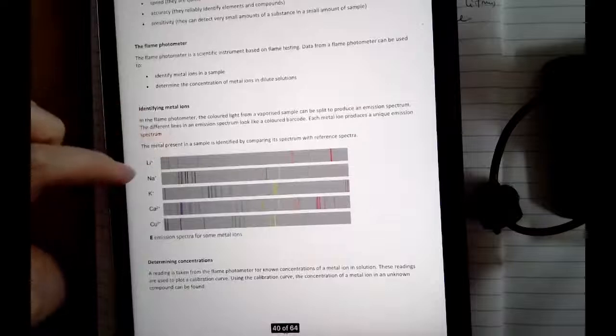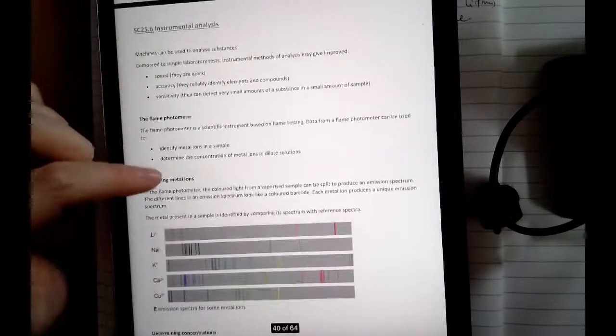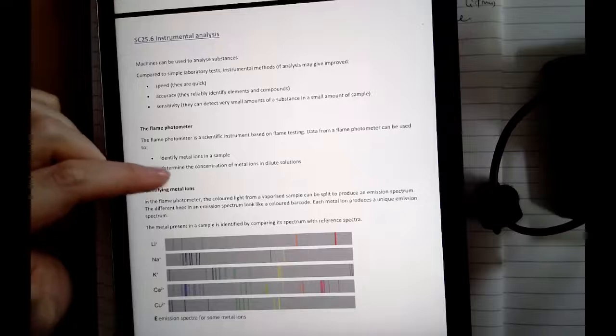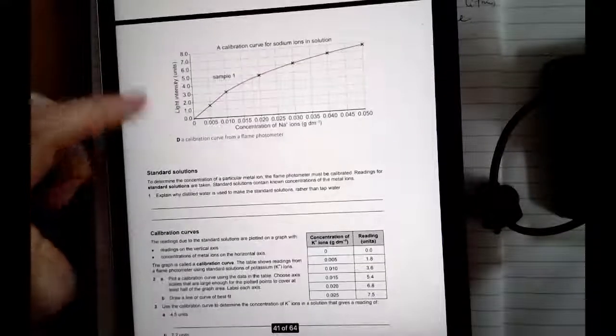And also have a look over instrumental analysis. Again, it's just a little bit you have to learn in terms of why a photometer would be used, and the benefits of using a photometer over just doing a flame test, and then being able to use a calibration curve to work out what the concentration of your ion would be.